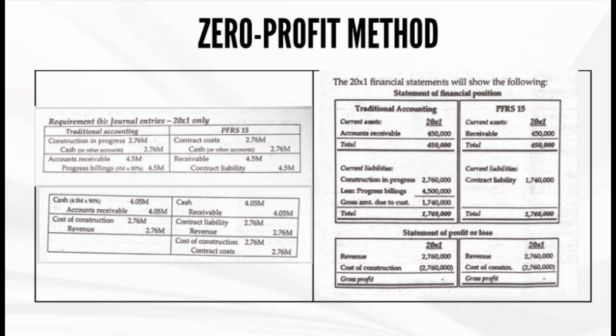The journal entries in 20x1 are provided assuming that billings were 50% of the contract price and collections were 90% of the billings. On the right side, you will see the statement of financial position and the statement of profit or loss.